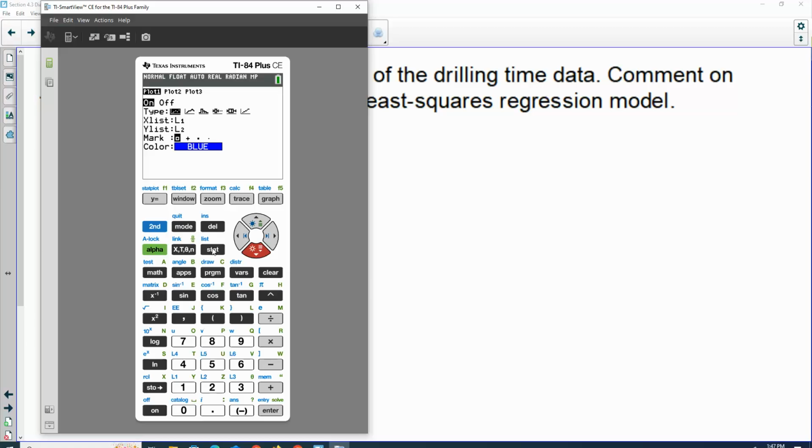Okay. So, your X, make sure that stays as L1. For your Y's, you need to hit second, stat, and we want number 7. It says residuals. Second, stat, and it should say residuals. Okay? So now if we go to Zoom 9, here is my residual plot.